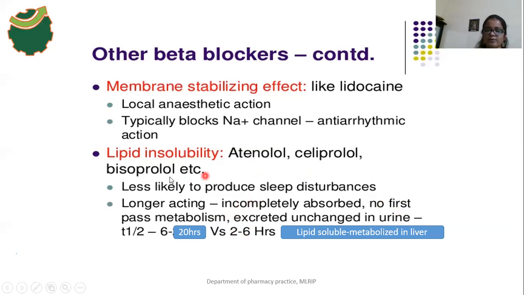Atenolol, celiprolol, and bisoprolol are not metabolized in the liver, so these drugs can be excreted in urine in an unchanged form, which means the drug is not metabolized in the liver before excretion. The half-life of atenolol and celiprolol is very long, that is 6 to 20 hours.